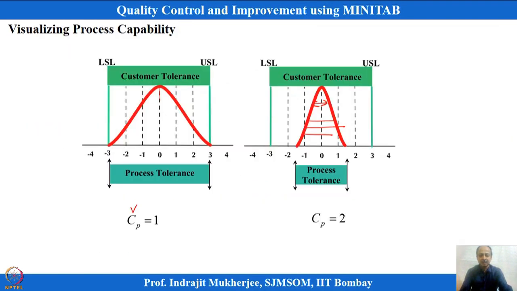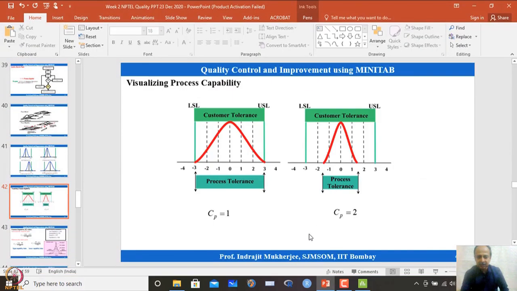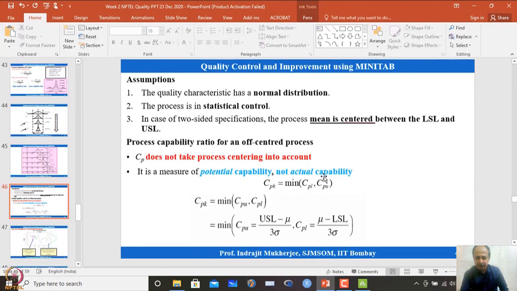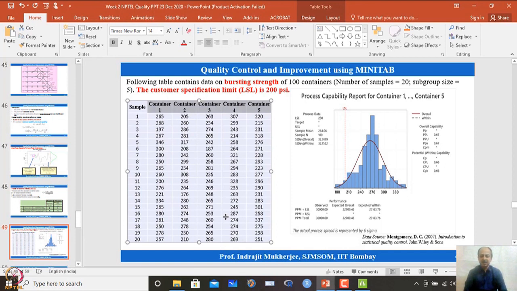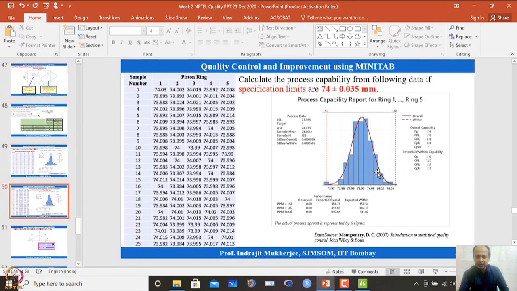So, in this case we will take some example and see how this capability index can be calculated. Let us take some data set. This is the bursting strength of 100 containers. At a given time point some observations were taken, containers 1 to 5, 5 subgroups, and for this data set a customer specification is given. We can take this piston ring, which has a both-sided specification, so this becomes easier to understand. This is 74 plus 0.035 and 74 minus 0.035, that will be the specification for this product.